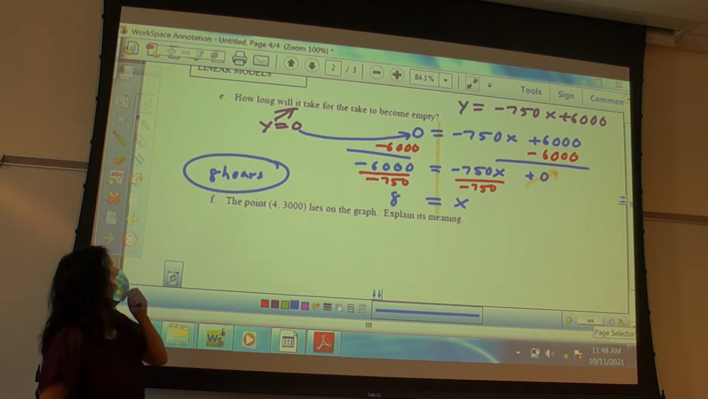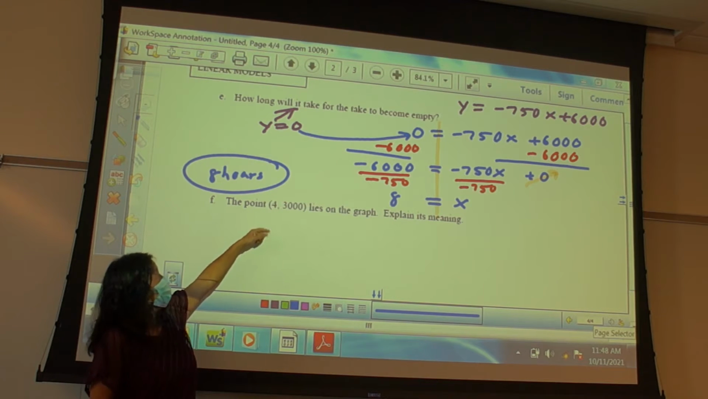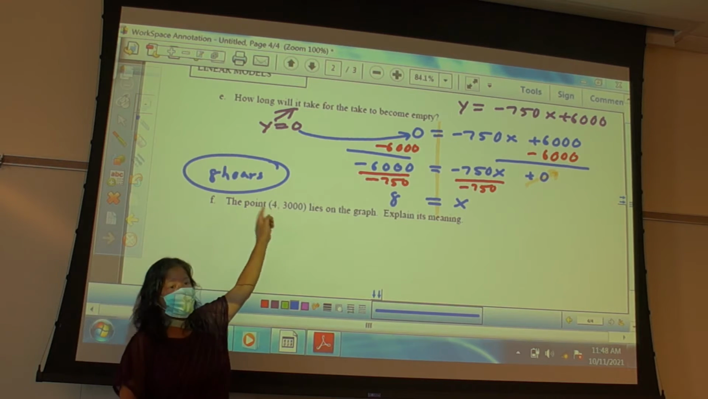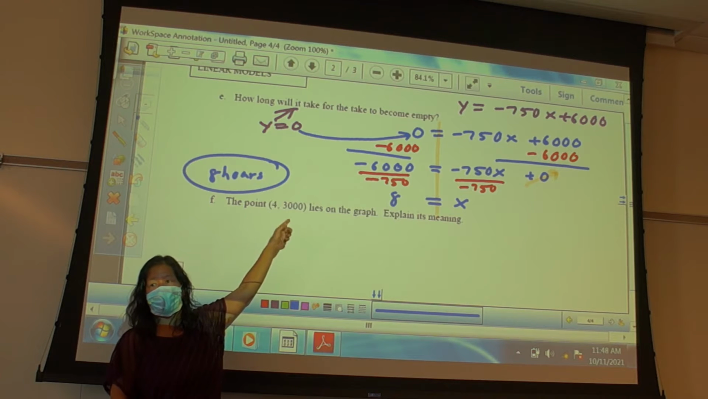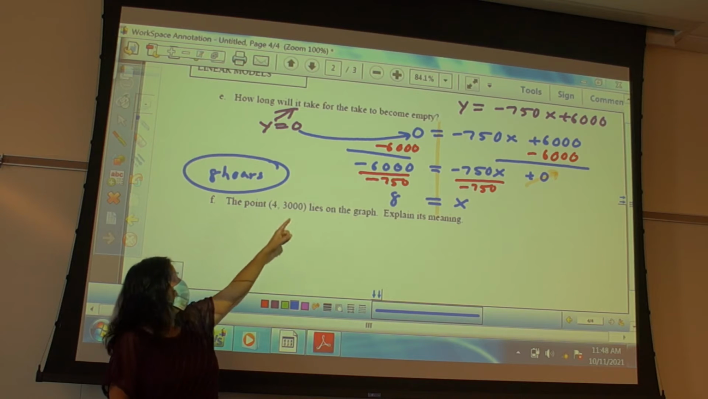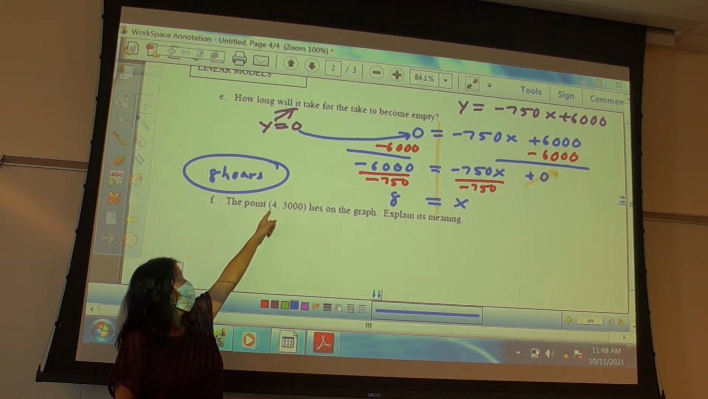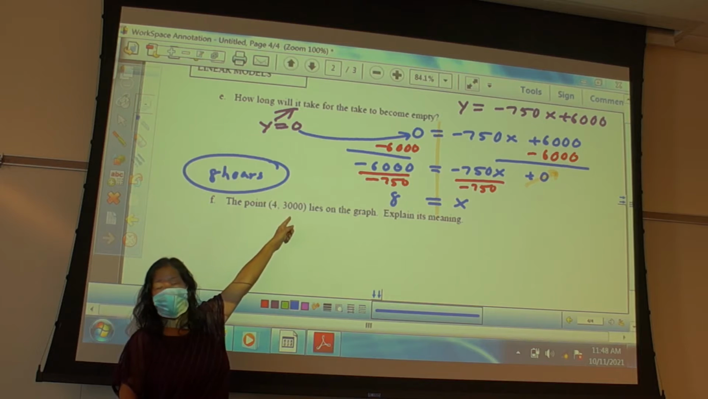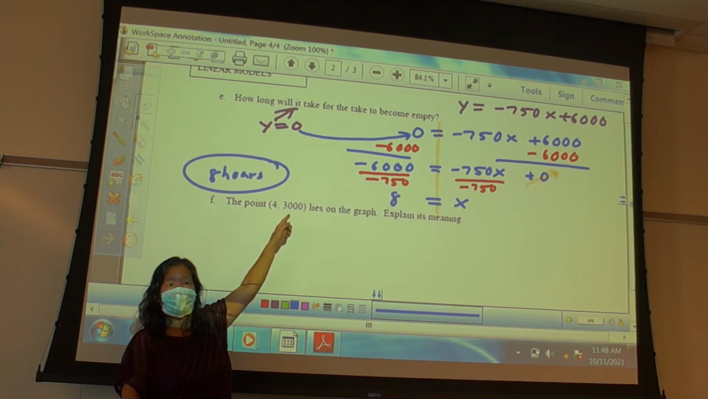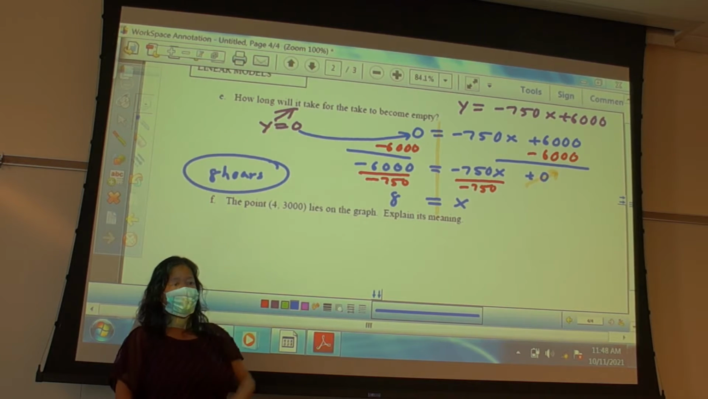Okay, the last question is the point (4, 3000) lies on the graph. Explain its meaning. So, which one's my x, which one's my y? 4 or 3000, which one's x? 4. X stands for what? Hours. So, at 4 hours, what's my y? 3,000 gallons. 3000, what's y stand for? Gallons of water. So at 4 hours I have how many gallons of water? 3,000 gallons of water. Everyone write that down.